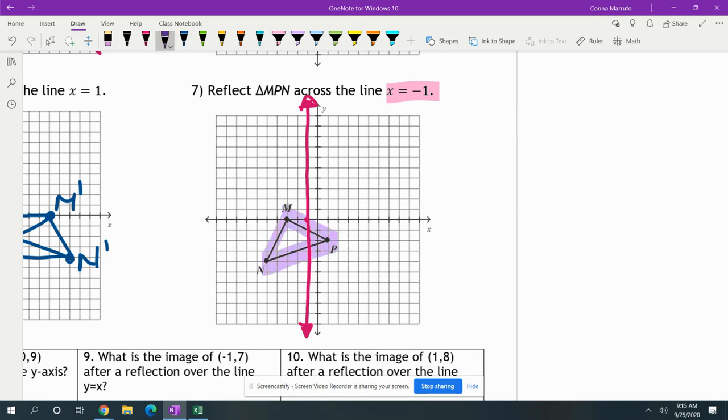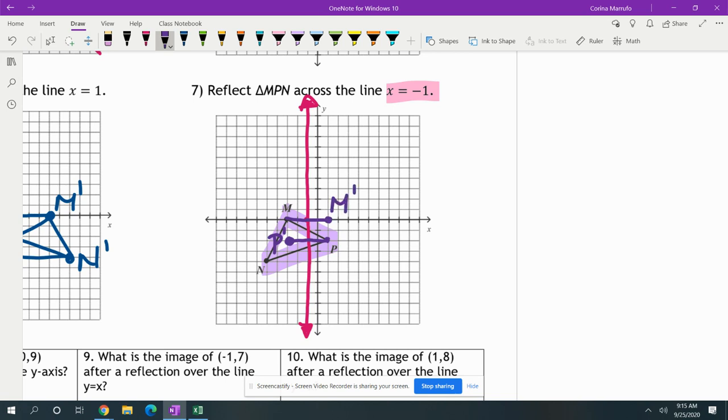Now, this one's a little bit different because it is over the line. So this point P is to the right of the line, so we're going to have to reflect it across on the left side. So if it's 2 units away, we need to count out 2, and this is P prime. And then M is going to go in the opposite direction. So if it's 2 units away, we're going to go onto this side.